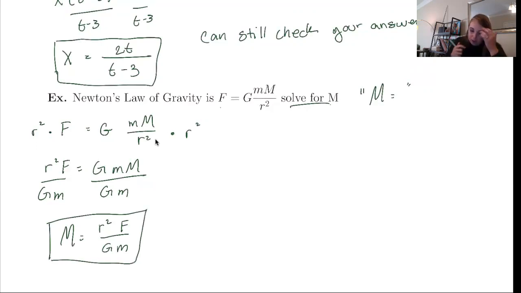I'm just shuffling around this equation, going from F equals to M equals, by doing the same things that we did. We just don't have numbers this time, so I can't give an actual number answer. And it looks just like that. And you could write it F times R squared over little m times G. The order doesn't matter. It's all your preference.